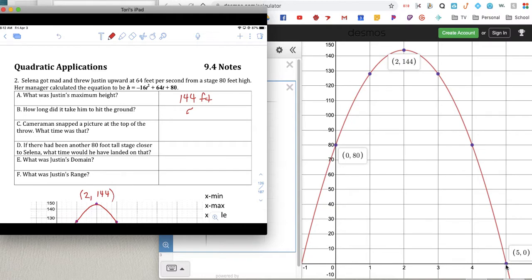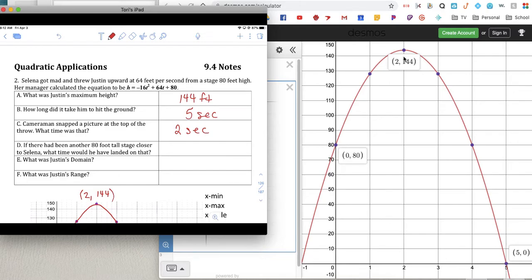If the cameraman snapped a picture at the top of the throw, what time was that? All right, so what time, what X number did I reach 144 at? Well, that's the 2, right? At 2 seconds, I was 144 feet. So I would take the picture at 2 seconds.